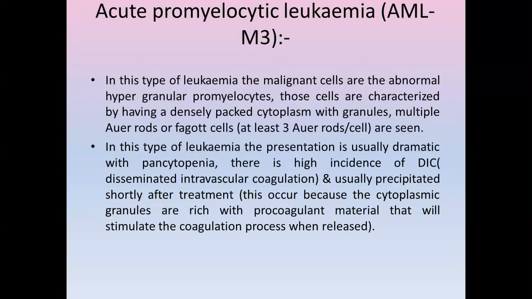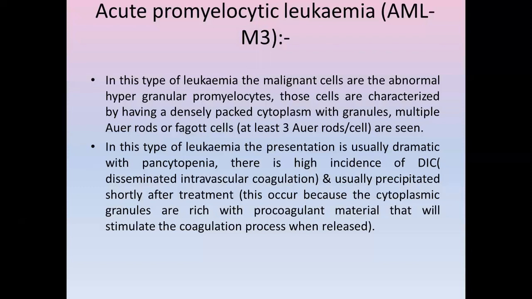Now let's speak about acute promyelocytic leukemia, M3. In this type of leukemia, the malignant cells are the abnormal hypergranular promyelocytes, as I mentioned previously. From its name, it is acute promyelocytic leukemia. So the malignant transformation and the most predominant cell are the malignant hypergranular promyelocyte. I will find them predominantly in patients with acute promyelocytic leukemia, M3.